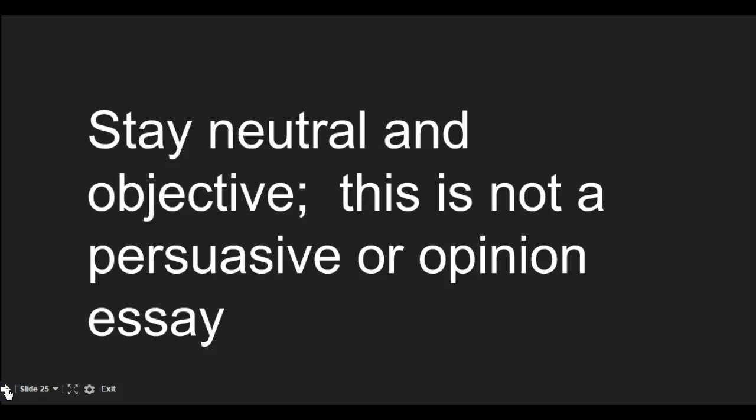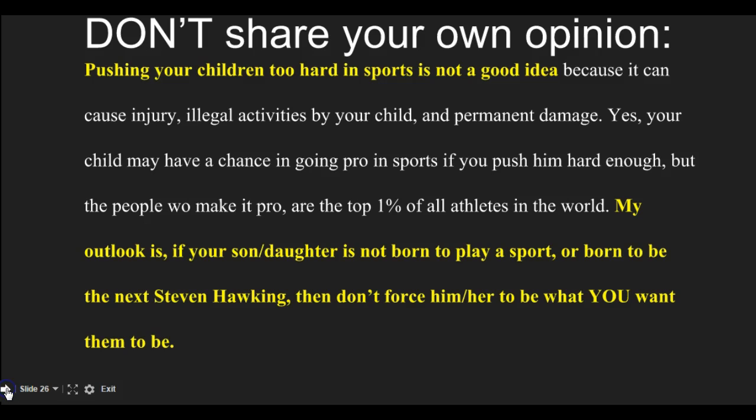Remember to stay neutral and objective. This is not persuasion. This is not an opinion essay. You are the reporter saying what all of those other people think. So that means you're not going to insert things like this. Pushing your children is not a good idea.